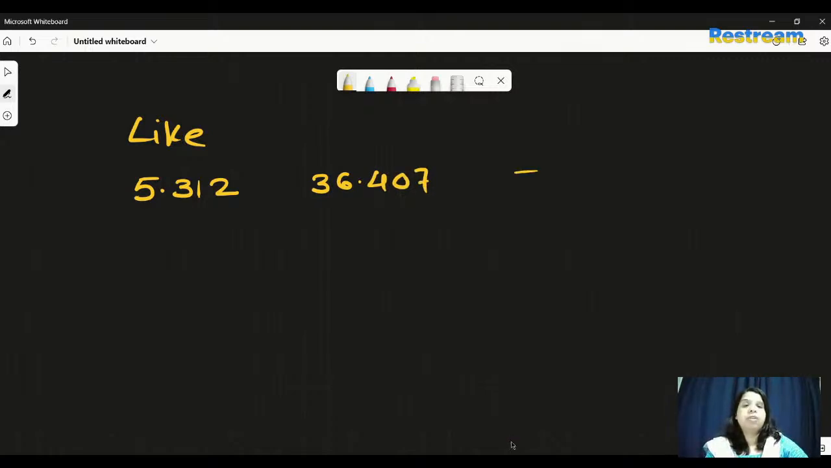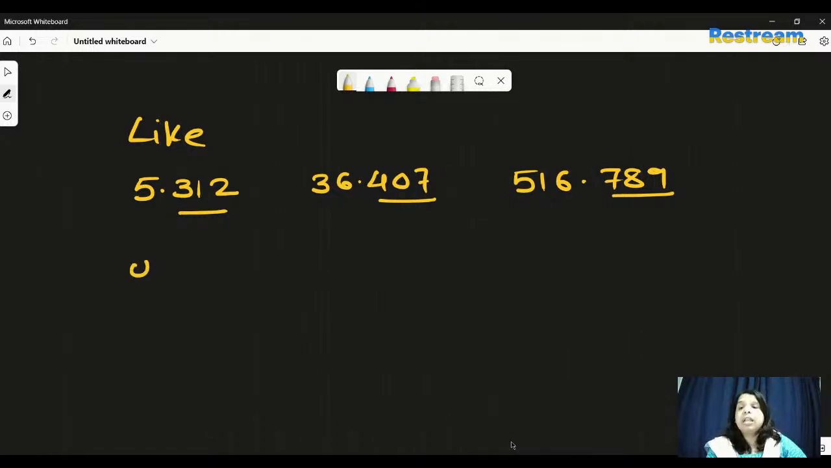Like fractions, we also have like and unlike decimals. When we say like decimals, you have to remember that they have the same number of digits after the decimal point. So let's say I have 5.312, I have 636.407, or I have 516.789. If you see, all of them have 3 digits after the decimal place. So these are called like decimals. They are very easy to add and subtract.